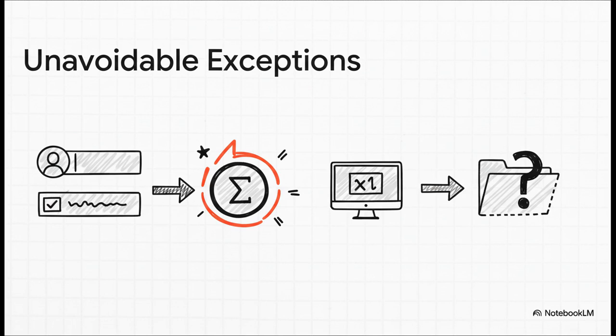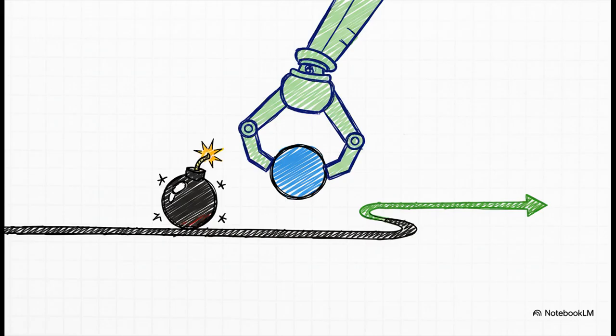Your program might try to open a file that somebody deleted, or a user might type their name where their age should go. These things are going to happen, they will cause exceptions, and you need a game plan for when they do. And lucky for us, there's a tool built specifically for this. That plan, that solution, is called an exception handler.